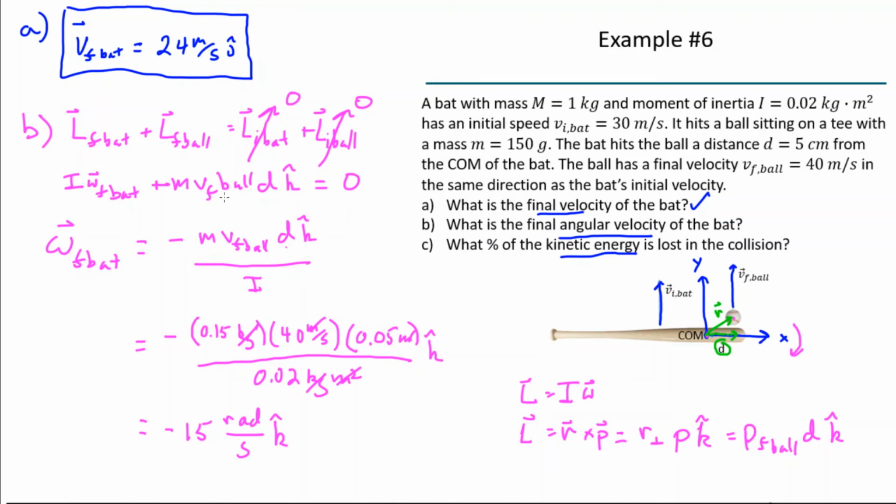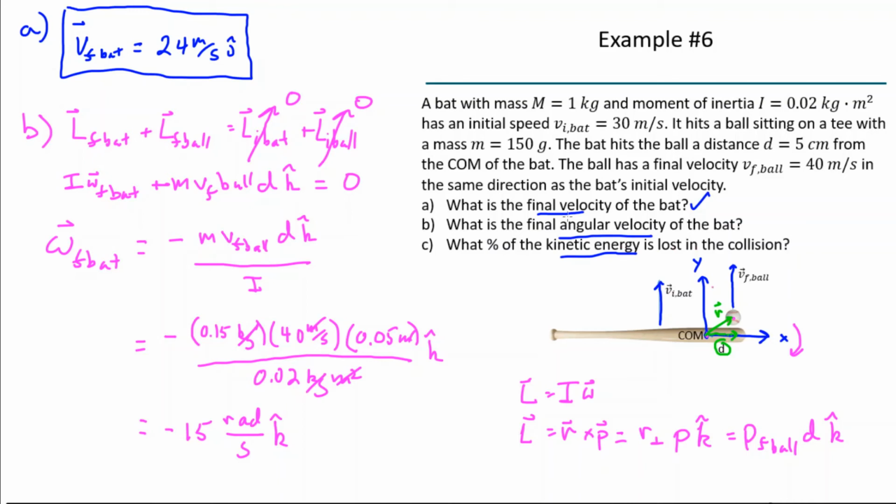So notice something important. This final angular velocity of the bat is proportional to d, the distance from the center of mass where the ball hits the bat. If you hit the ball right at the center of mass, the bat doesn't want to spin after the collision. And that's the ideal way to hit the ball. You will transfer as little energy as possible into the spinning of the bat, which doesn't really do anything for you, and as much energy as possible into the final velocity of the ball.